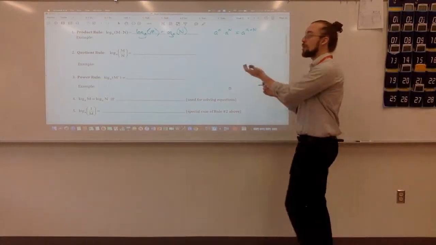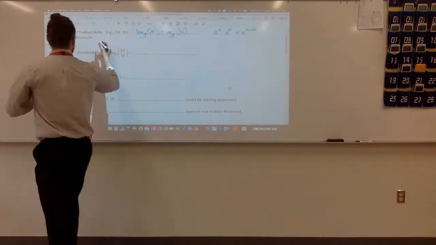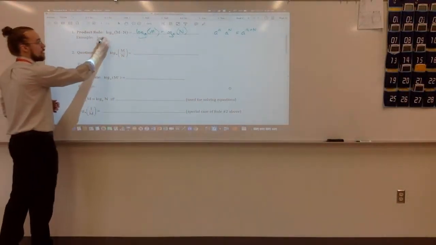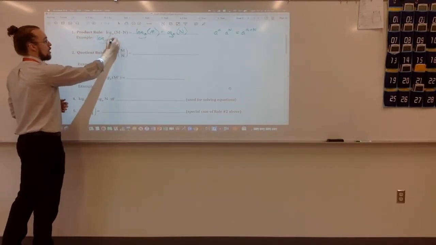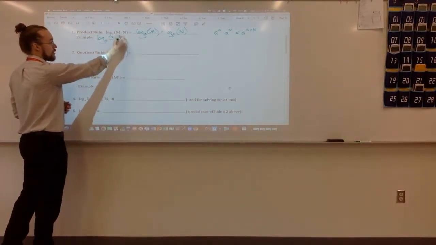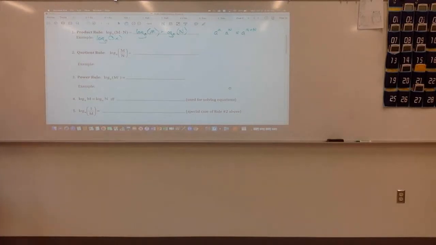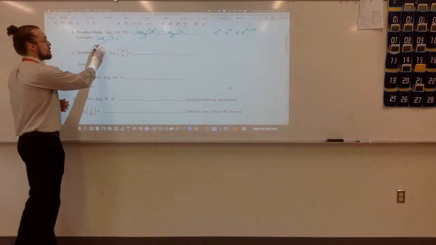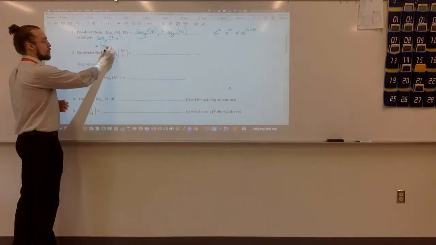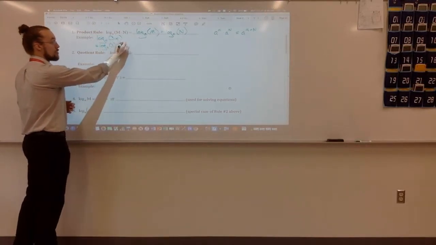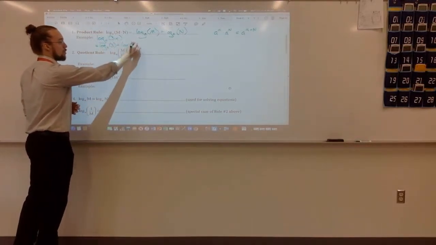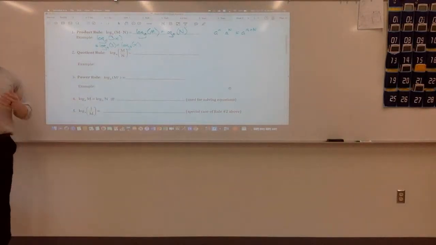So an example of something like this could be if I've got log base 4 of 3x, and I want to split this up. Well, I could write this as log base 4 of 3 plus log base 4 of x. I can split that up into two different logs.